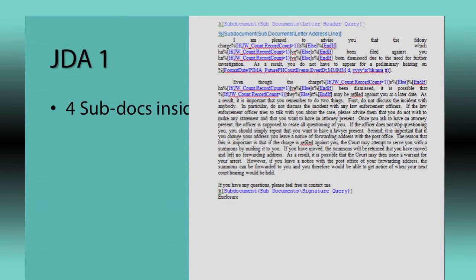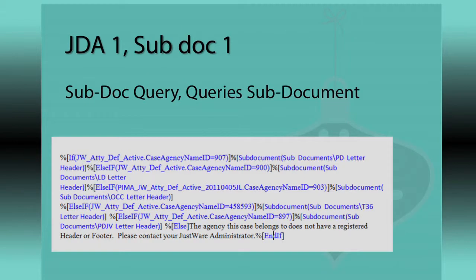I've got at the very top my header query that pulls a subdocument, which then has, and you'll see in a second, the query for each agency. You'll see how that looks in a second. And then I have my letter address line, and then I've got my main content of the letter with other data coming in. And then I've got my signature query and then my footer query. So that is exactly what it should look like on yours when you're done. What you're pulling is the subdoc. This is the letter header subdoc at the top. And then inside that subdocument is a query to pull another subdocument based upon the agency.